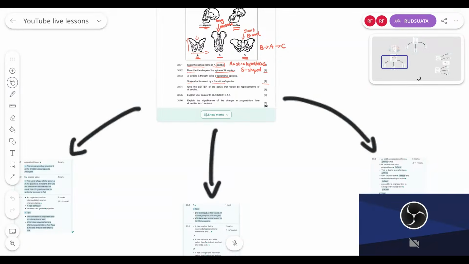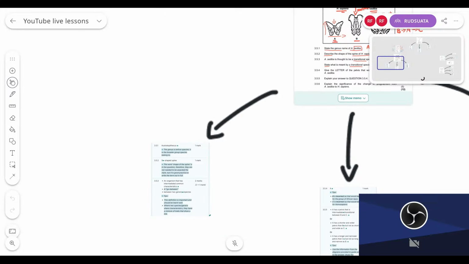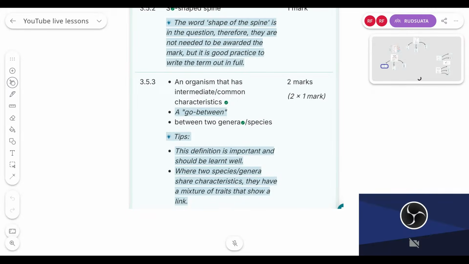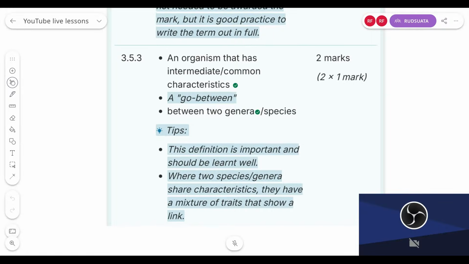And I'm going to go over to answer 3, because as you notice, when you go onto StudyClix, not only do they have the memo, which is what you see here where you can see the ticks, but they also have these teacher tips. And they are written by teachers who mark your work at the end of the year. They give you inside information on how to structure your answer. So the question was, what is a transitional fossil? What does that mean? And essentially, it is an organism that is an intermediate or has a common characteristic between two genera or two species.